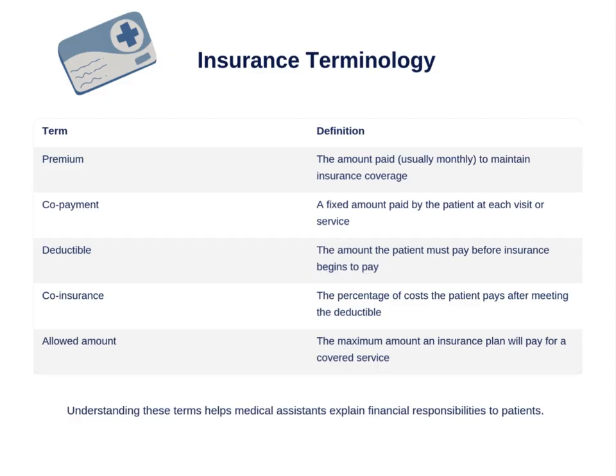Premium is the amount paid usually every month to maintain insurance coverage. So this is how much the patient is paying to have this insurance every month. Whether they have an individual plan that they're paying for, or it's coming out of their paycheck because it's a group plan through their employer, either way, it's coming out of their money. A copay, depending on what type of insurance plan they have, is a fixed amount paid by the patient at each visit.